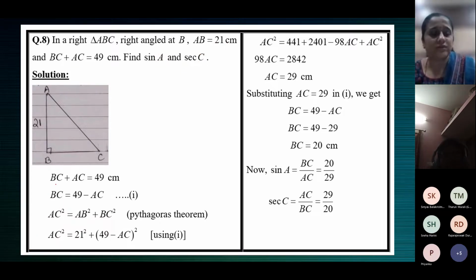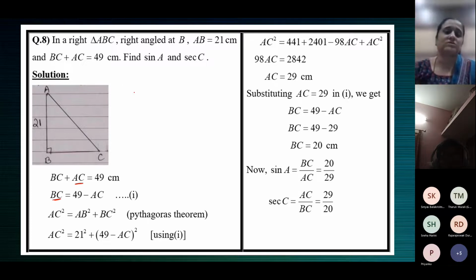Okay, so we are given that BC plus AC is 49. It's not that you must write BC is 49 minus AC. You can also write AC is equal to 49 minus BC.